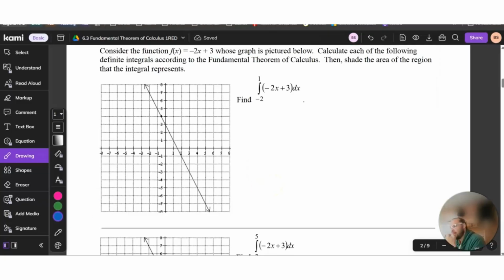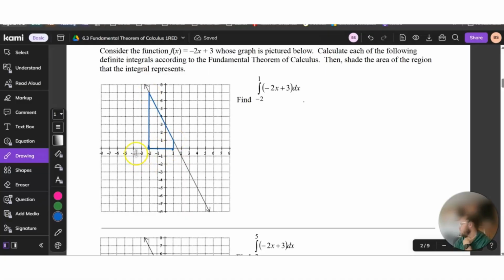Okay. Consider the function f of x equals negative 2x plus 3, whose graph is pictured below. Just listen. Calculate each of the following definite integrals according to the fundamental theorem of calculus. Then shade the area of the region that the integral represents. So, I'm going to go from negative 2 to 1, from here to here. Let's start by looking at what that looks like. It looks like this.